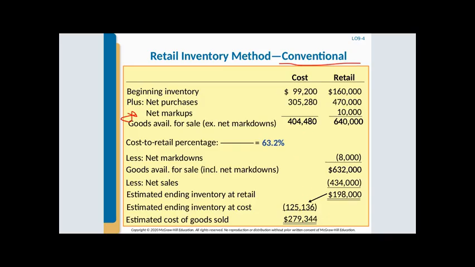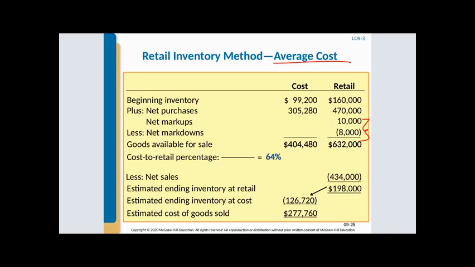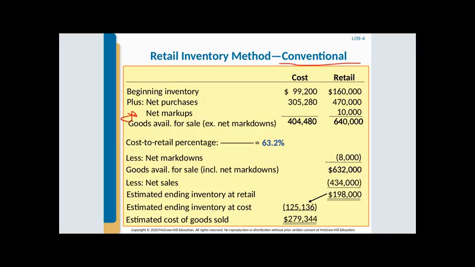So that's basically what you have to remember for the retail inventory method. So there's an average and there's a conventional. For the average, we include both net markups and net markdowns in the calculation of our ratio. For the conventional, we are only including the net markups.